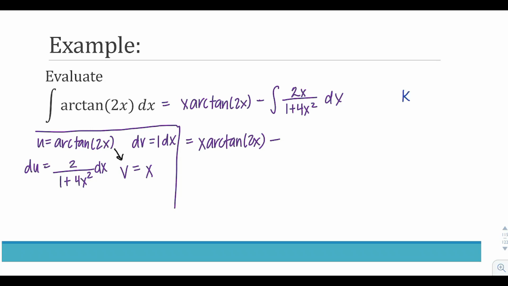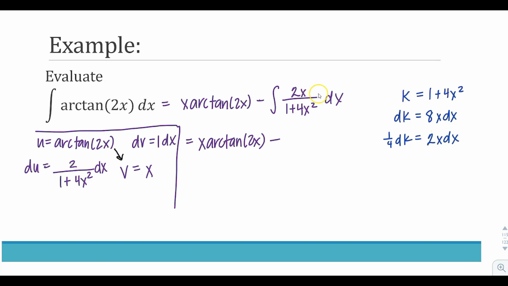So I'll let k equal the denominator, 1 plus 4x squared. Then the derivative dk is 8x dx. I actually only want to get rid of a 2x dx, so let's divide both sides by 4 here. That means that 1/4 dk is equal to 2x dx.